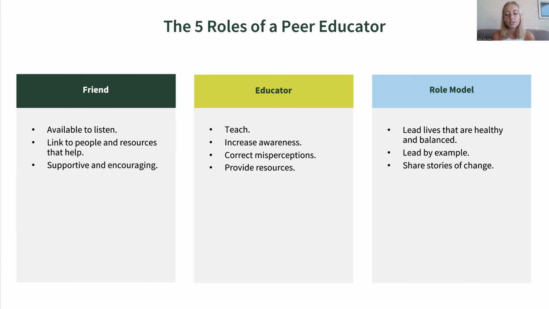Being an educator means teaching others. It can mean increasing their awareness of topics and openness to learning. It can mean correcting misperceptions when they've been trained on a topic, and providing resources that you're aware of on and off campus. Being a role model requires the peer to lead a life that is healthy and well-balanced regarding mental health and general well-being, leading by example and sharing stories of change and growth that they have experienced or be aware of.